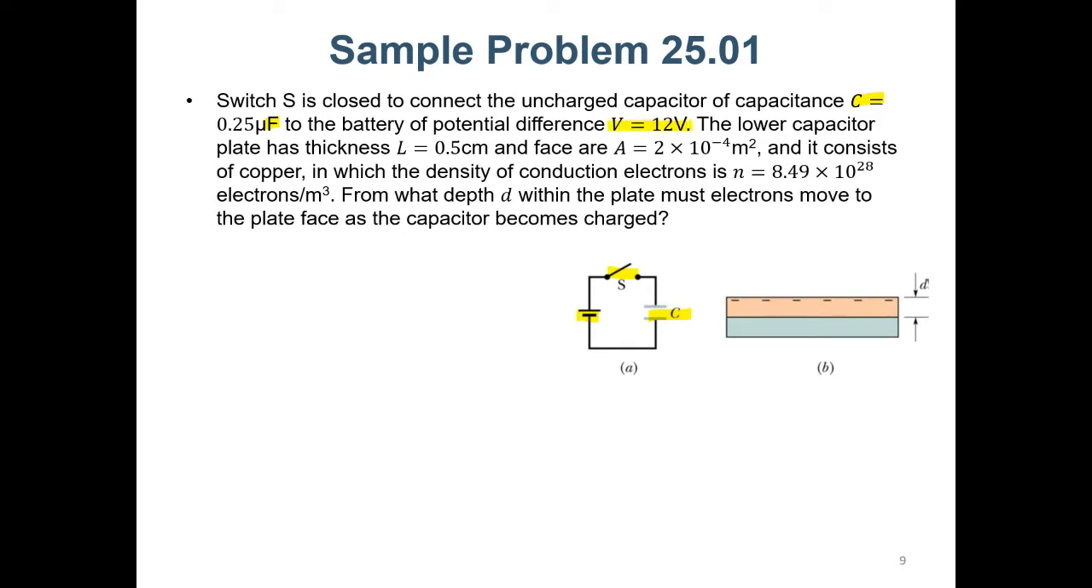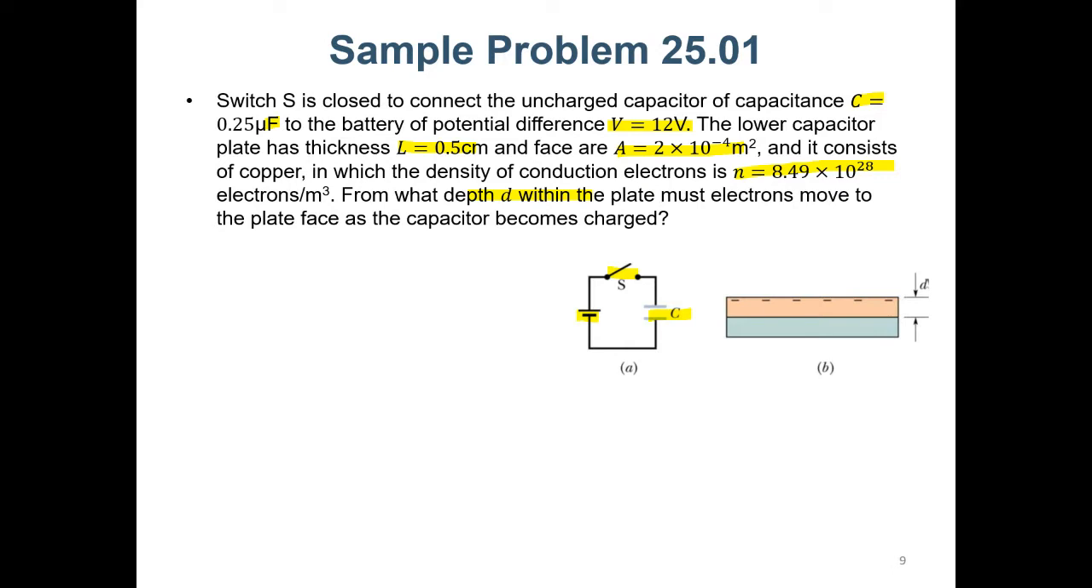The lower capacitor plate has a thickness L equals 0.5 centimeter, and this is the surface area, the area of the capacitor, and it consists of copper, in which the density of the conduction electron is N electrons per meter cubed. From what depth d within the plate must electrons move to the plate surface as the capacitor becomes charged?